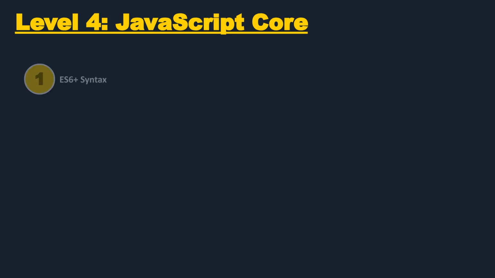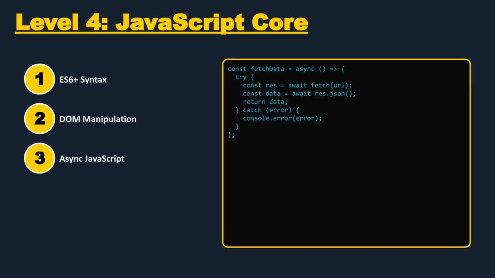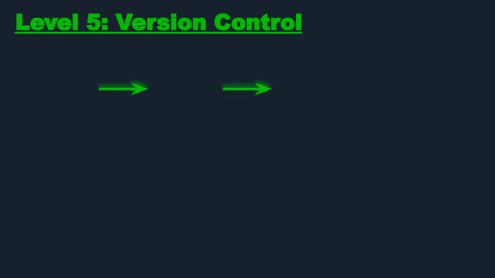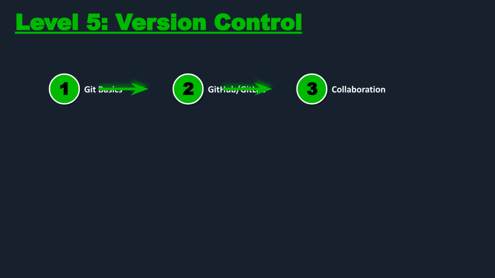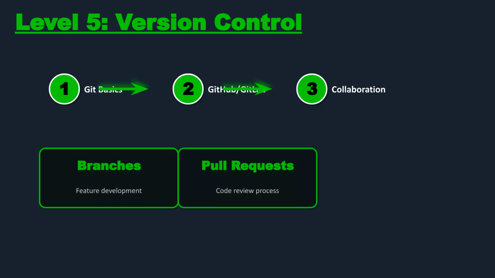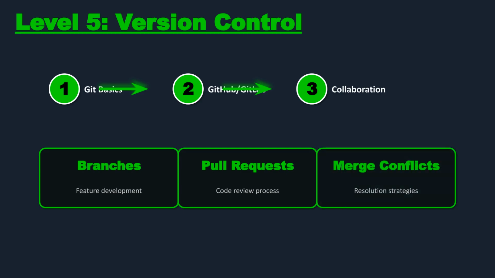Essential topics include ES6 plus syntax, DOM manipulation, asynchronous JavaScript, and utilizing the Fetch API and AJAX. Mastering error handling is also crucial at this stage. Level 5 covers version control. Learn Git basics, using platforms like GitHub or GitLab, and essential collaboration skills. This level also includes managing branches, pull requests for code review, and resolving merge conflicts.